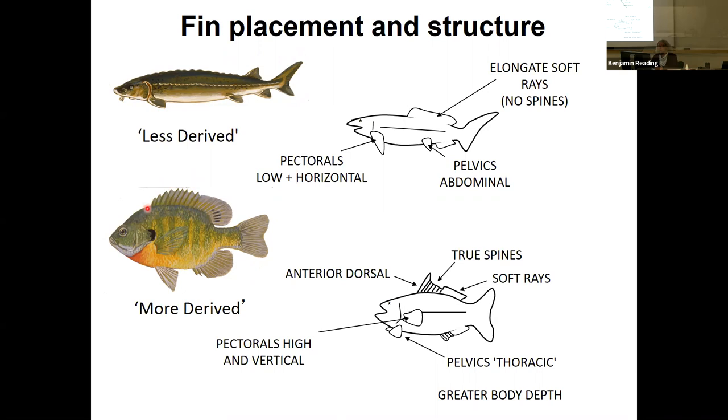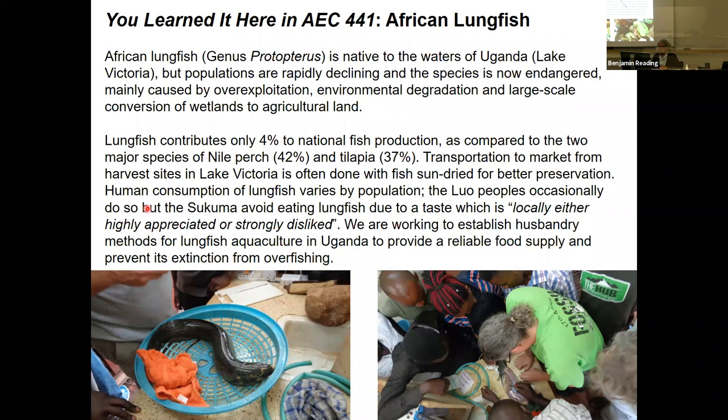So that's sort of the strategy there. The teleost had devolved, and it looks like it worked pretty good. You know, we got 20-something thousand species, so my guess is that was pretty successful betting evolutionary odds on that. So with that, I have a story about the lungfish. This is one of your, you learned it here, AEC 441, African lungfish.